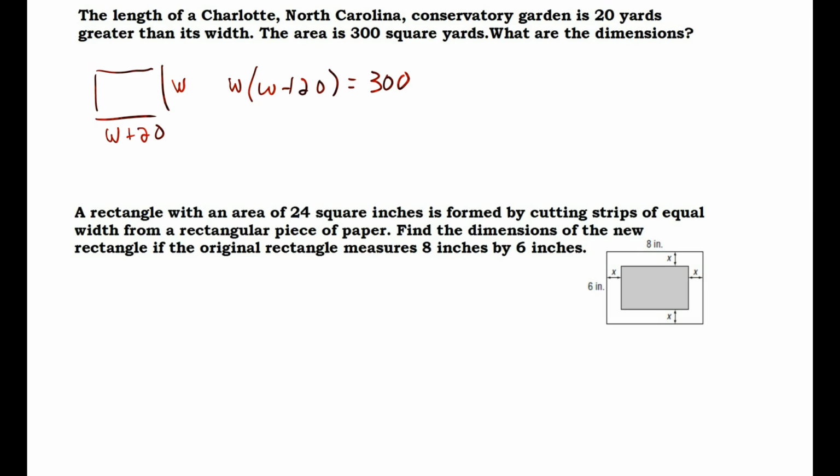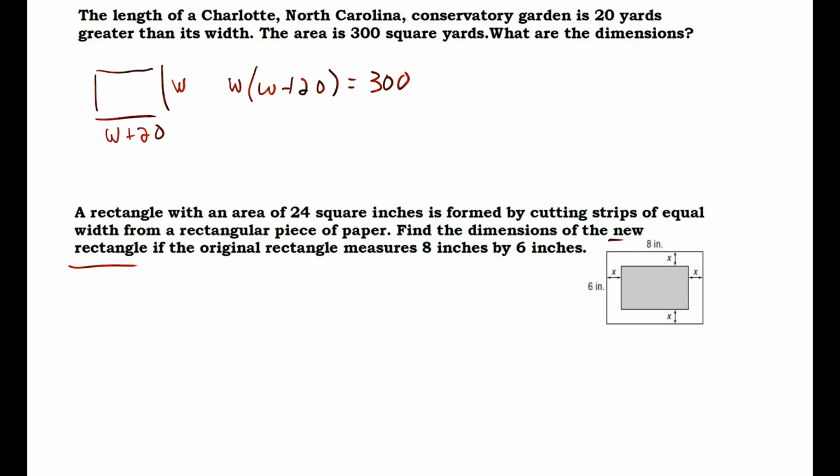All right, it says a rectangle with an area of 24 square inches is formed by cutting strips of equal width from a rectangular piece of paper. Find the dimensions of the new rectangle if the original rectangle measures 8 inches by 6 inches. So they want us to find the dimensions of the new rectangle.